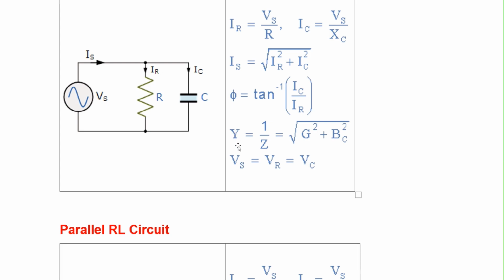Now Y is a value that is called admittance, and that's the inverse of impedance. So Y equals 1 upon Z, and that is equal to the square root of G square plus B square. Now these two terminologies are inverses of XC and XL. G is the inverse of resistance, that is called conductance, not capacitance. And BC is the inverse of XC, and that is called capacitive susceptance.